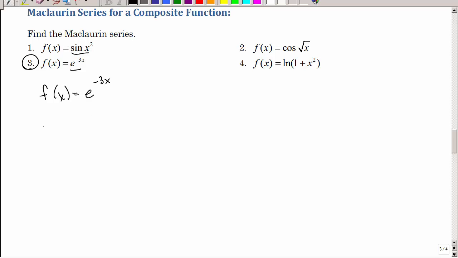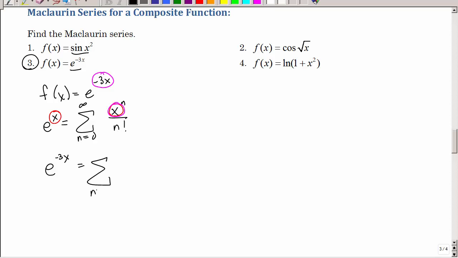I want you to go back and see that e to the x, what did we get for e to the x? We got e to the x to be this series. So all I'm going to do, since that was x and now I have a negative 3 to the x, I'm just going to do some replacement. So e to the negative 3x is now this series. Instead of x, I have negative 3 to the x. That's all you need to do.